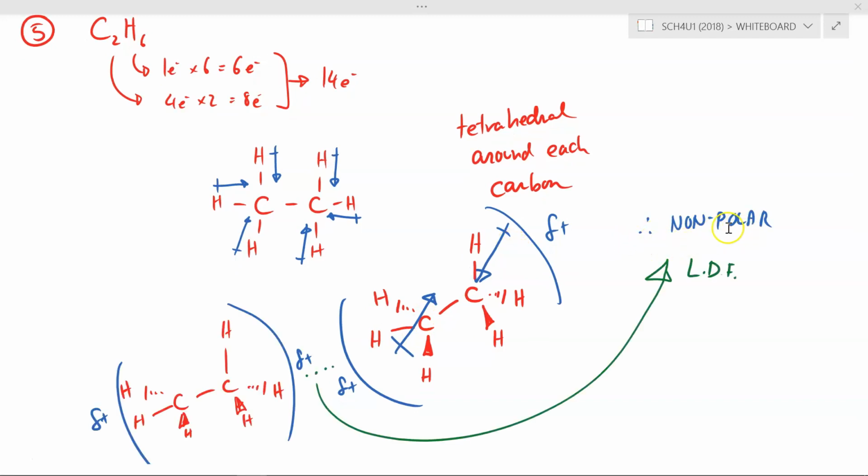Therefore, the molecule is nonpolar, and we're going to have to rely on London dispersion forces to attract two separate molecules of ethane. And so the electrons would have to all randomly move to one end in order for this attraction to occur. So very, very weak London dispersion forces due to the instantaneous dipoles that are required to form.